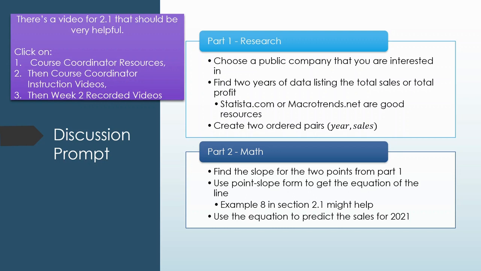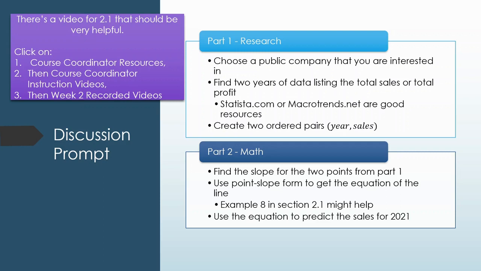So we're going to be making a prediction for a company. So your first part is to do some research. You need to pick a company, and this needs to be a public company so that you can actually find the data. You're going to pick a company that you're interested in, that you want to see what their sales are like. And then you want to find 2 years of data listing the total sales or the total profit. So once you find that company, then you're going to have to find that data.